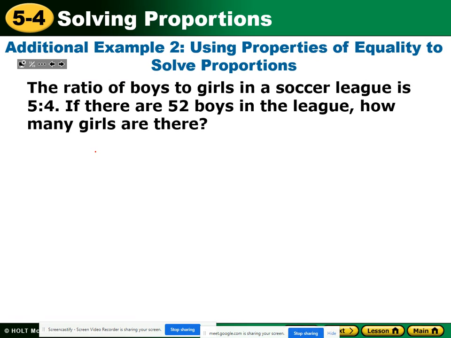The ratio of boys to girls in a soccer league is 5 to 4. Now, from reading this, Bruce, the boys to girls. So which number represents boys and which number represents girls? You may still be on mute, Bruce. Okay, look at the order they listed them in. Boys to girls. 5 to 4.